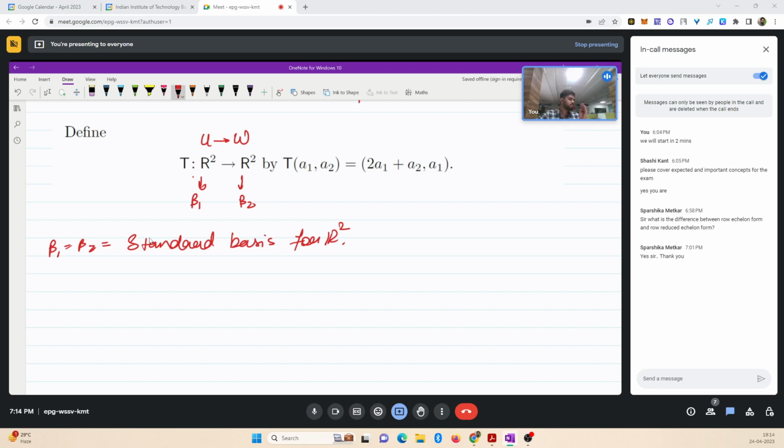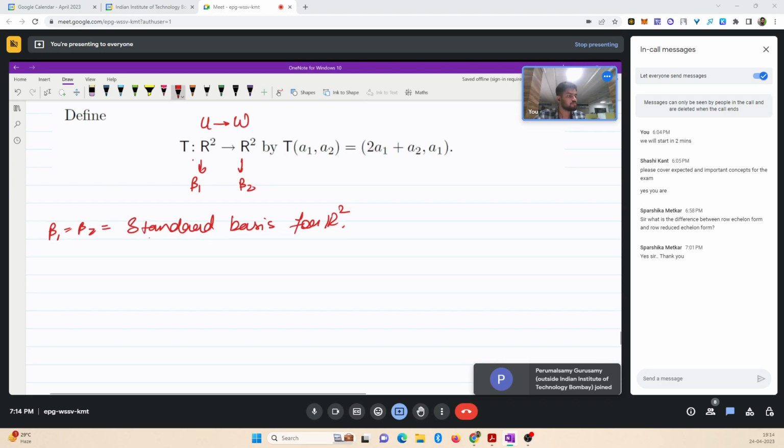Whatever matrix representation you get is unique with respect to the choice of beta 1 and beta 2 you make. If you make some other choice of beta 1 and beta 2, you will get a different matrix. So what is my standard basis for R2? This is (1, 0) and (0, 1).